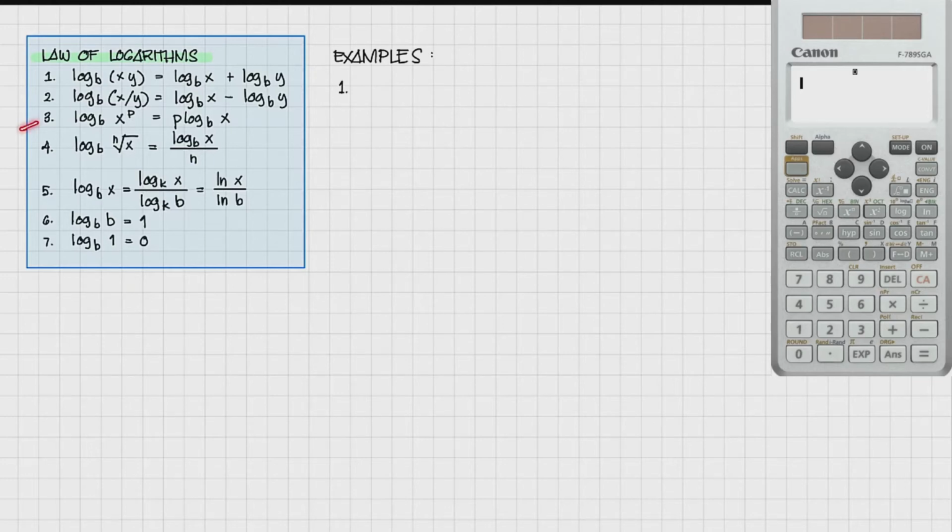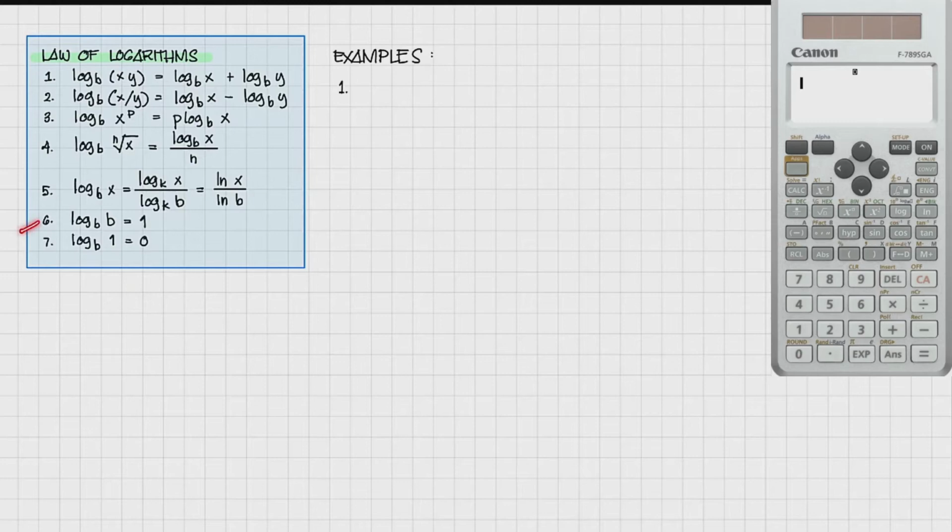Okay, number 3: log of x raised to p, base b, is equal to p times log of x, base b. Number 4: log of the nth root of x, base b, is equal to log of x, base b, all over n. And for number 5: log of x, base b, is equal to log of x, base k, all over log of b, base k, and that's just equal to ln of x all over ln of b.